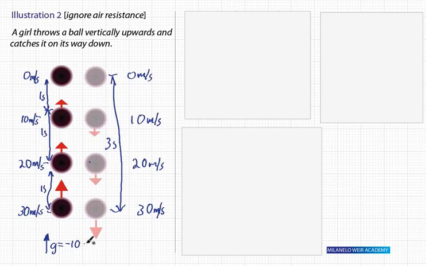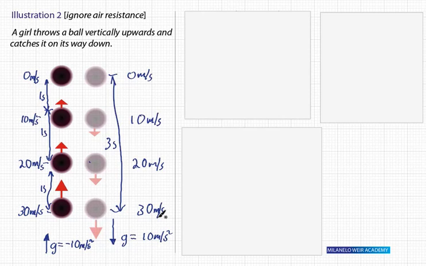g is equal to negative 10 meters per second squared as it goes up. As it comes down, g is equal to positive 10 meters per second squared. So as it goes up, the speed is decreased by 10 meters per second every second. When it comes down, the speed is increased by 10 meters per second every second.